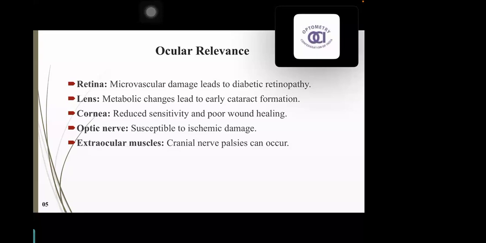And finally, the extraocular muscles can be involved through cranial nerve palsies, leading to diplopia and restricted ocular movement. So in a diabetic patient, every layer and structure of the eye can be affected, from the surface to the retina and to the optic nerve.